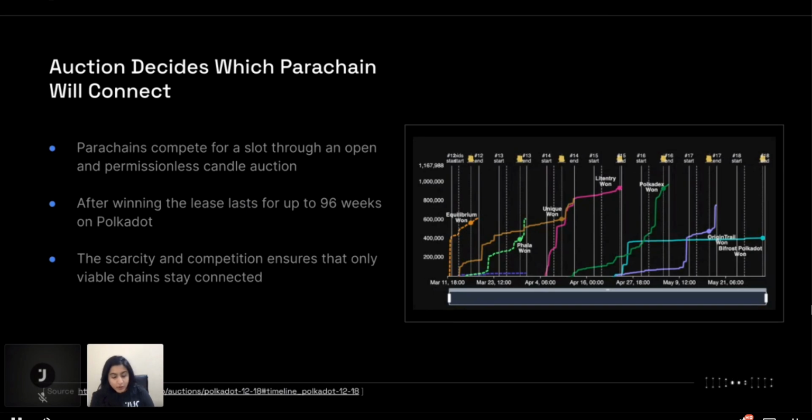So it's important, for the health of the ecosystem, that the most viable projects stay connected to the chain. And in case a project is not able to continue sustainably for 2 years, this natural mechanism helps in removing them and still gives them a chance to come back later and try for another slot. So this is why the auction has to happen.